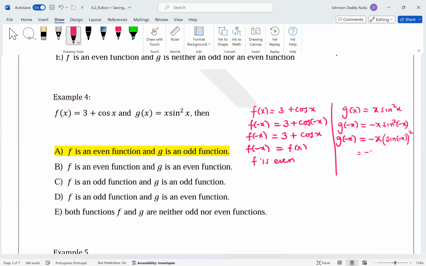So this is going to be minus sine. We know sine is odd, so minus is supposed to come out. So it's going to be minus sine x, but there is a square up, and that square will consume the negative. So this is minus sine x, then the square will be back. So this is the g of minus x, and this is nothing but minus the original function, which is g of x. So you can see that g is also odd, while f is even.